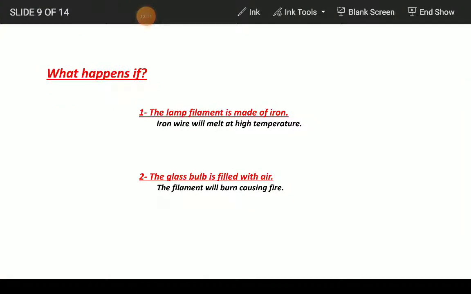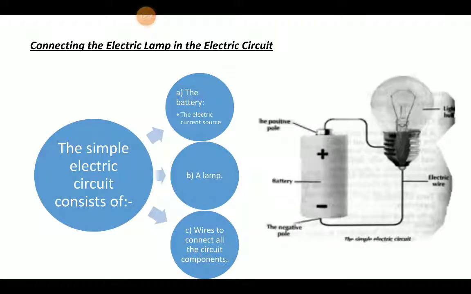The second part of our lesson is the electric circuit: connecting of electric lamp in an electric circuit. The simple electric circuit consists of: number 1, battery; number 2, lamp; number 3, wires to connect the circuit components. An electric circuit is a closed and continuous path through which the electric current passes, making a complete cycle.